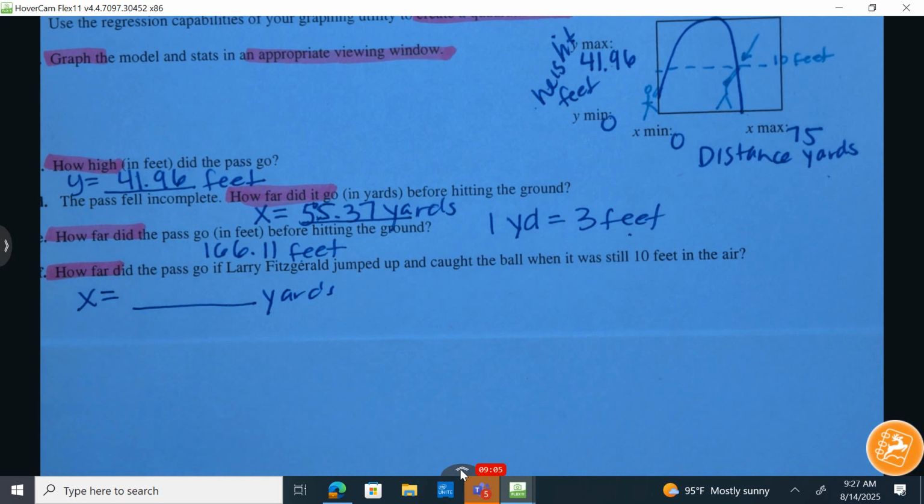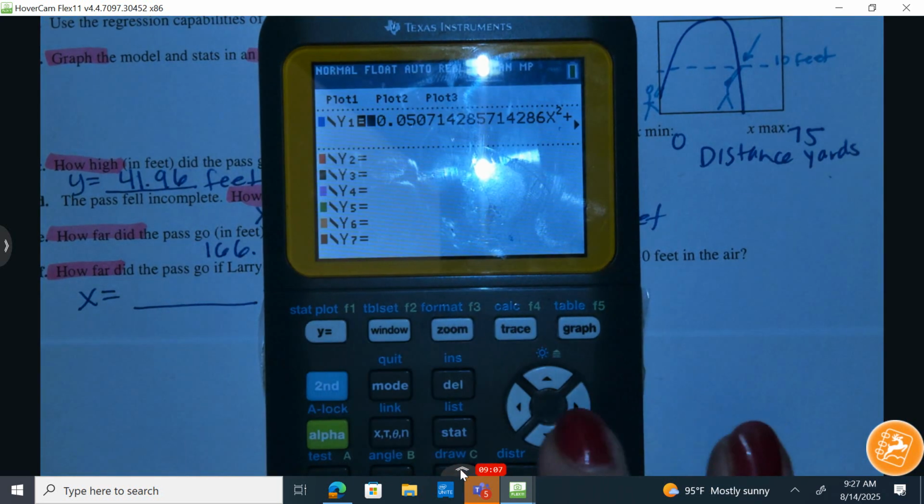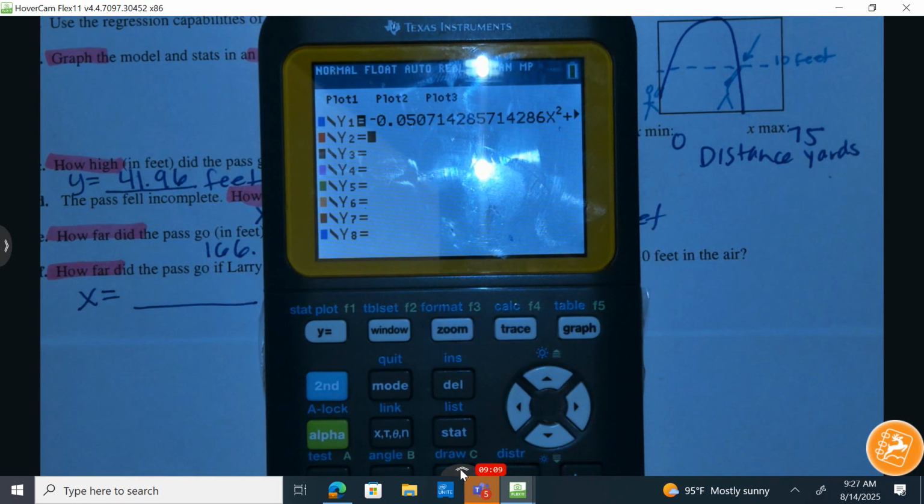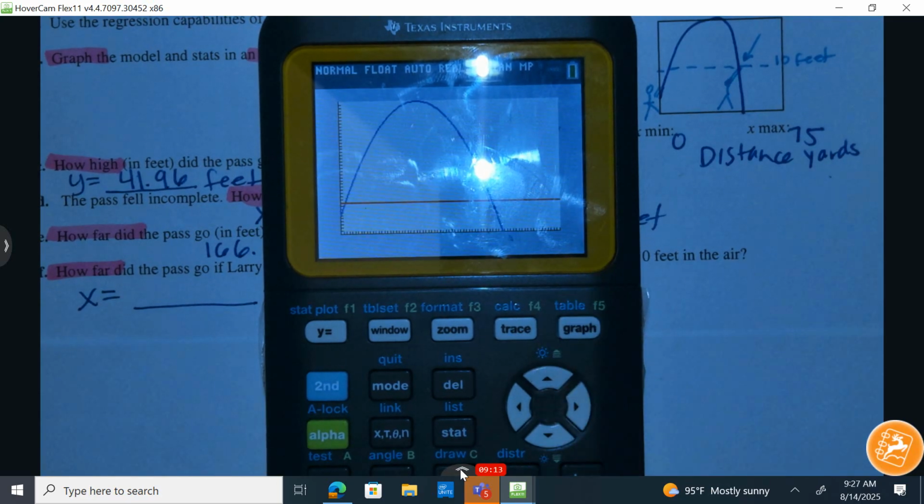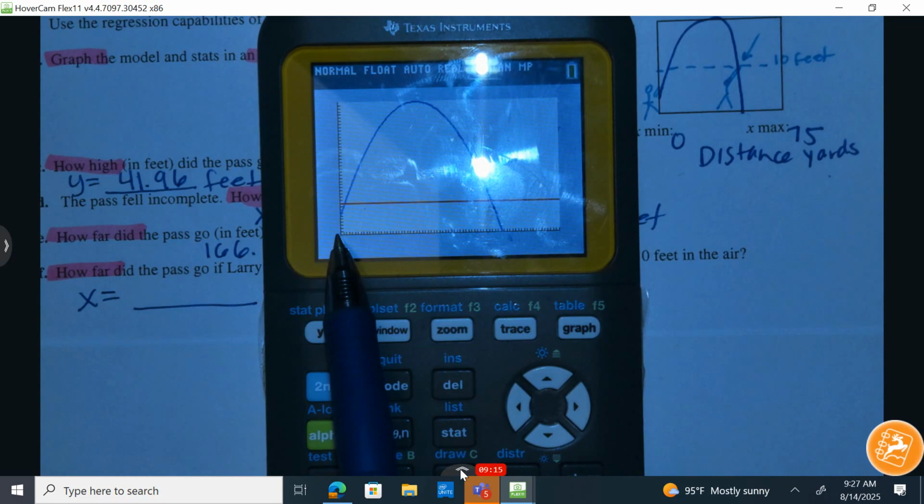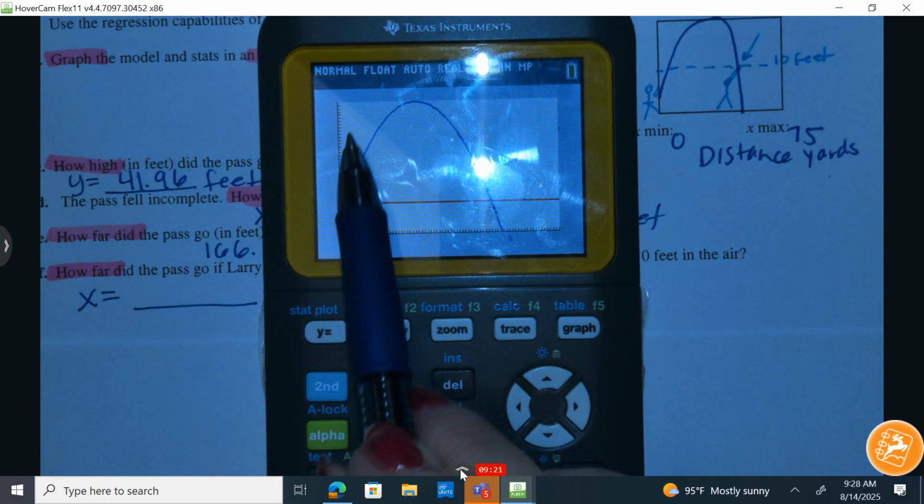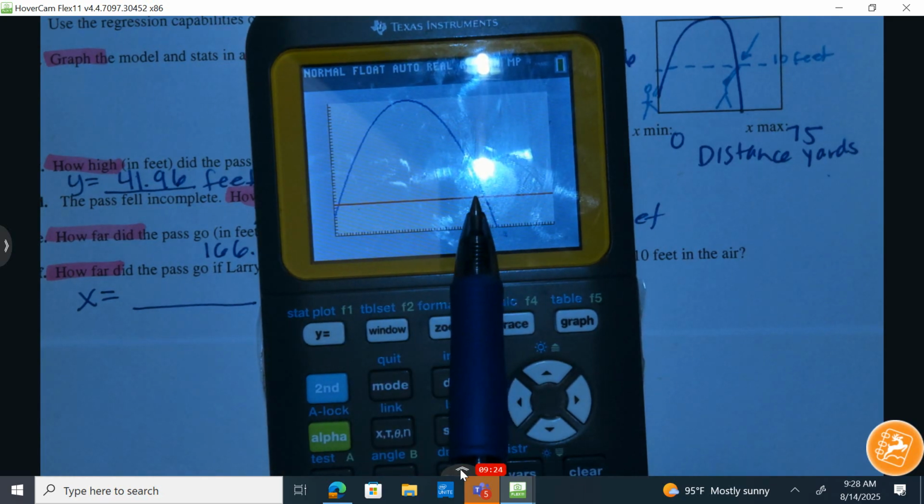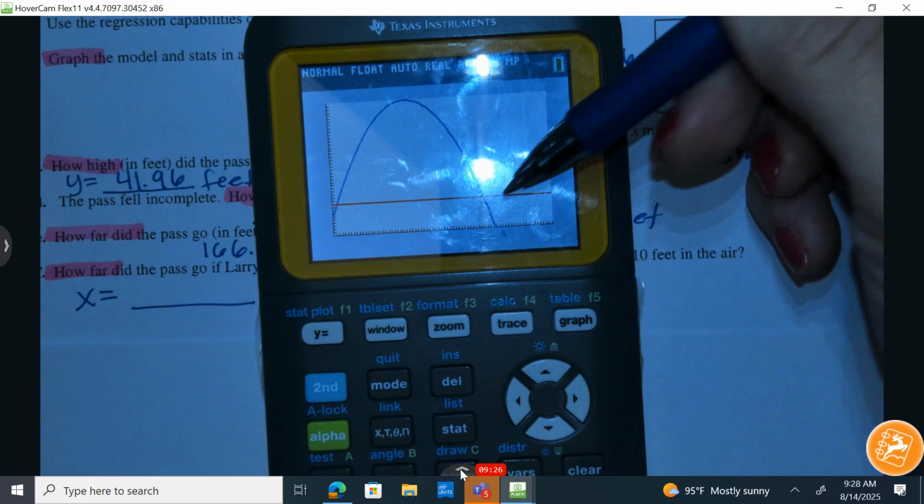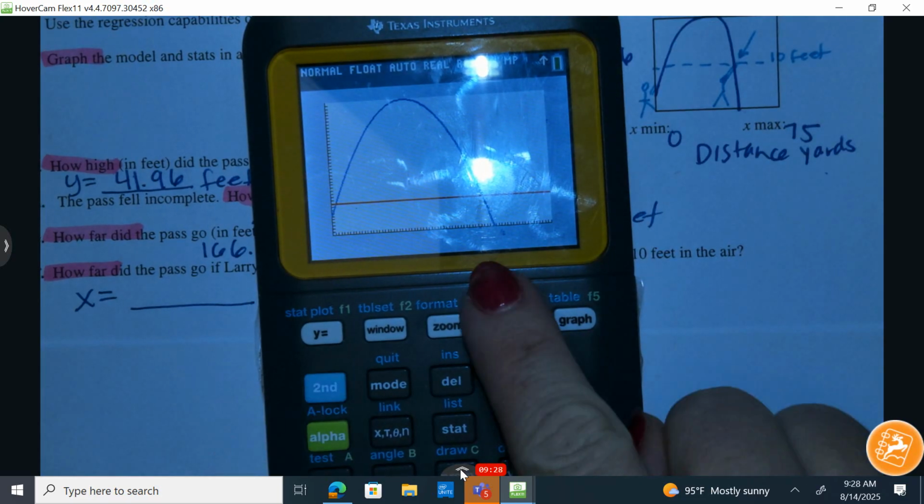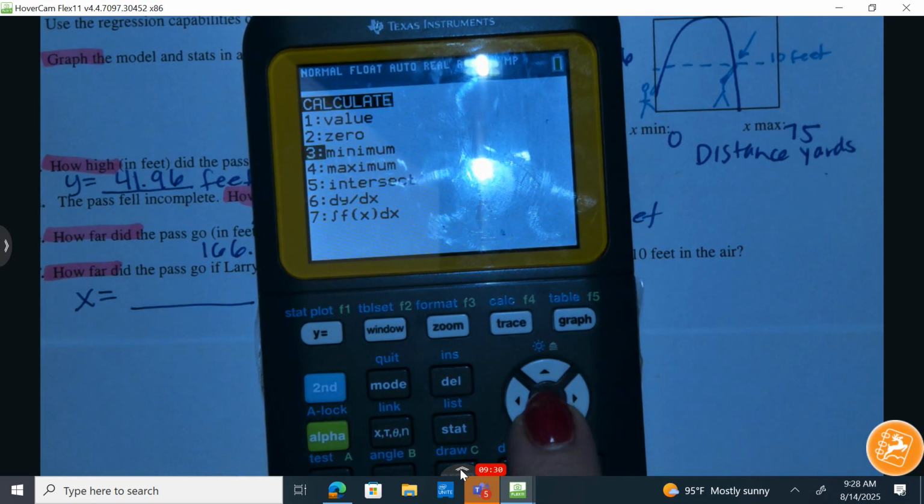So what we're going to do is go up here to y equals, we're not going to erase anything, we're going to go to y sub 2, and type in 10, and then graph it. So the play begins, the ball is hiked, Larry is running a route, he's ready to catch it, he jumps up, Kurt has thrown the ball, and he catches it right here. Now we can find this intersection point by going second, calculate, please do the same with me, second, calculate, intersect.